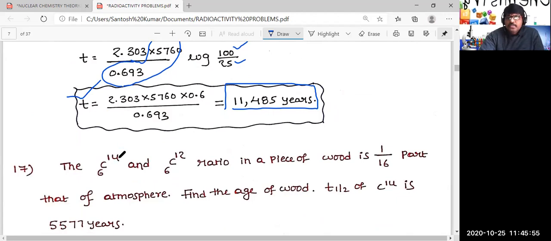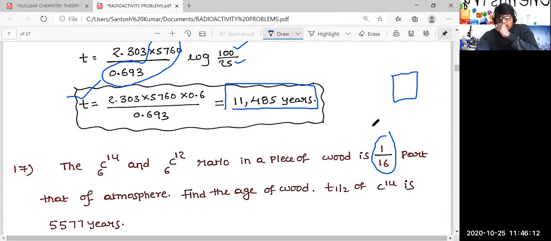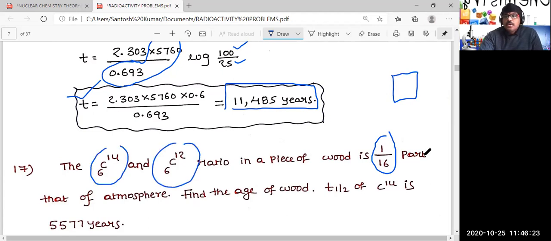The C14 and C12 ratio in a piece of wood is 1 by 16th part that of atmosphere. I told you, right? In case of atmosphere, the mass ratio is constant. In case of living beings also it is constant. But in the old piece of wood, the C14 to C12 ratio is 1 by 16 part that of atmosphere. And again, he has given T half of C14, and he's asking what is the age of that wood.